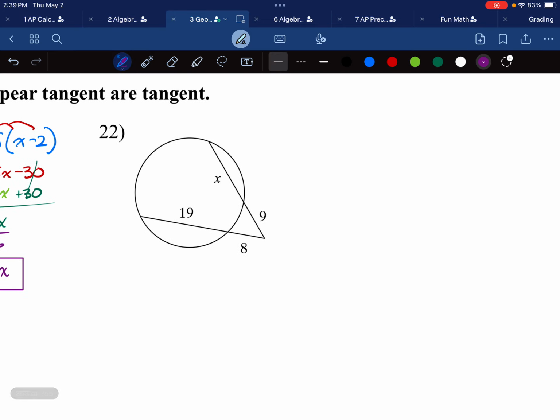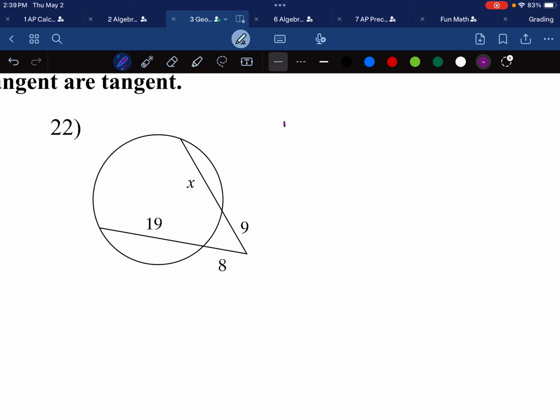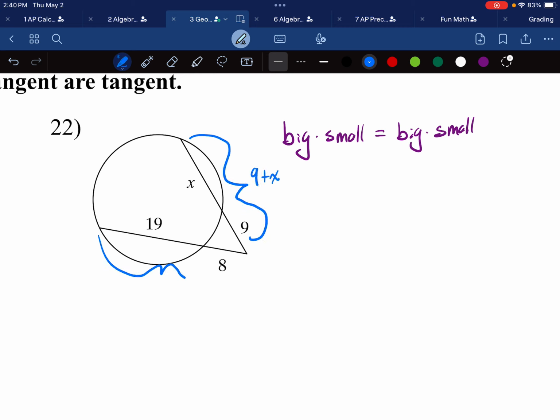Number 22. These ones, again, you have to be careful though, because I remember this one as big times small is equal to big times small. And big, unfortunately, means you have to add these two together. So this entire length here, let's be careful. This entire length right here is 9 plus x. And this entire length right here is 8 plus 19, which is equal to 27.